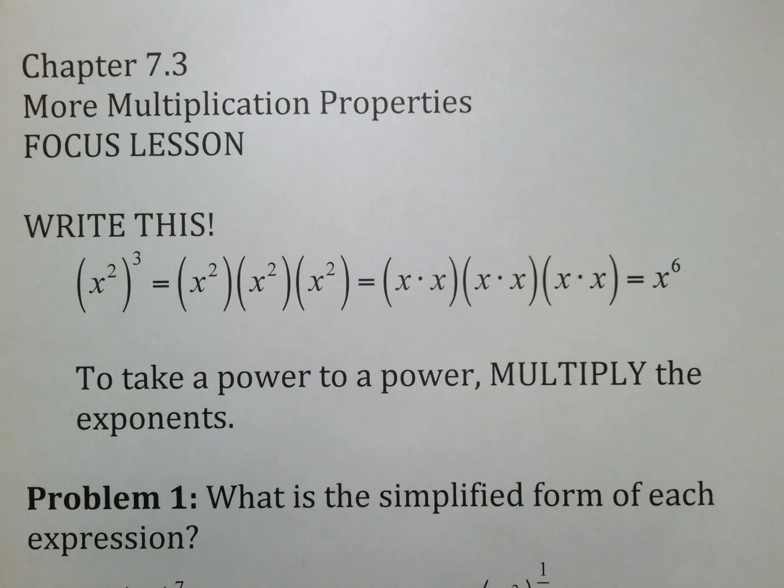Wrapping up this week, we're going to look at chapter 7.3, which is more multiplication properties. Next week, I believe we get into some division properties. But for right now, the things that we should be knowing is anything to a zero power is 1. That was the first lesson. That a negative exponent moves the base to another side.